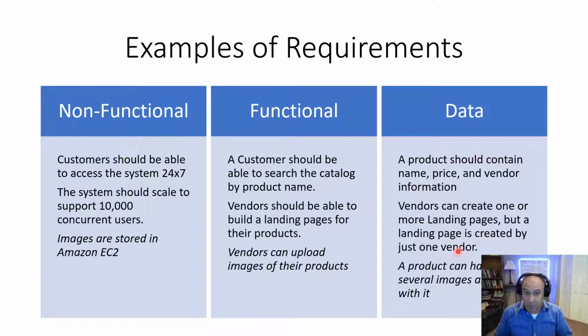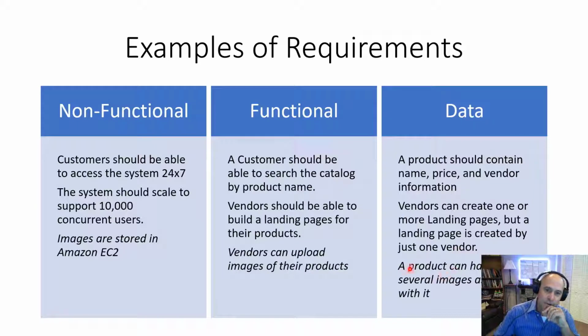This is a business rule that specifies if you're a vendor, I can create a landing page for this and a landing page for this if I want, right? But if I make a landing page for this, that belongs to me, the vendor, right? So that's a business rule that's established through a data requirement. Okay, that explains what the system should do, not how it should do it.